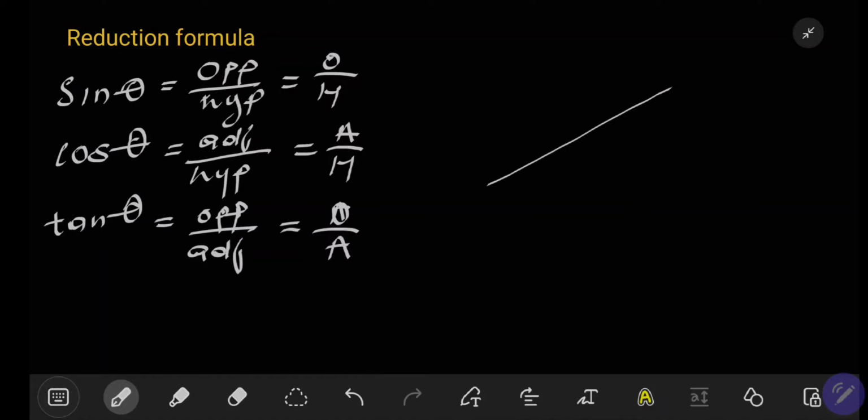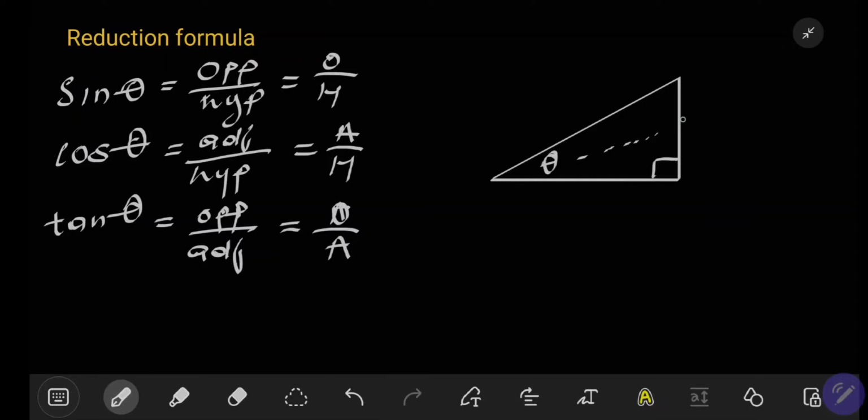If we have a right-angled triangle, and we put our reference angle here, which is theta, this side, which is opposite to this angle, we call the opposite side. This side here is adjacent to our reference angle, so we call it the adjacent side. The longest side we call the hypotenuse side. This is how we can define our three trigonometric ratios.